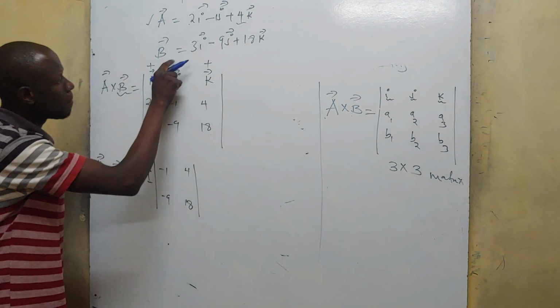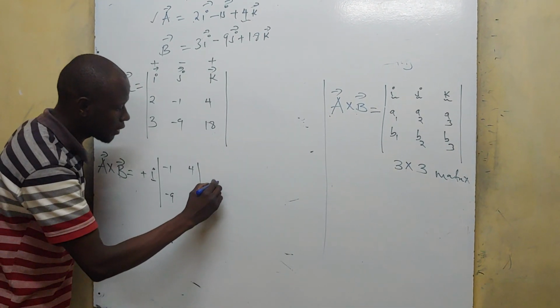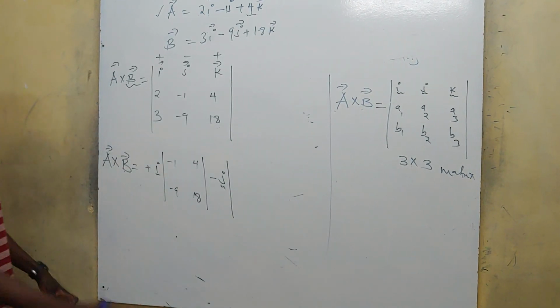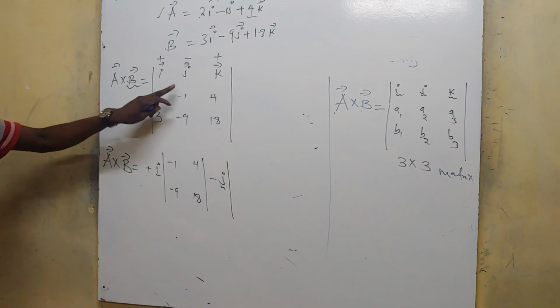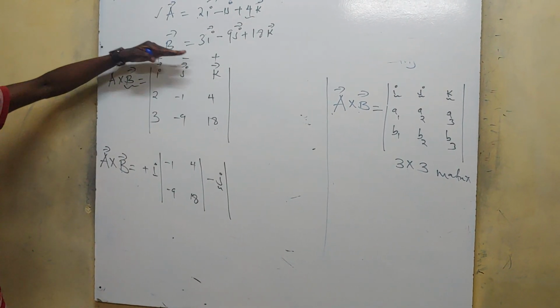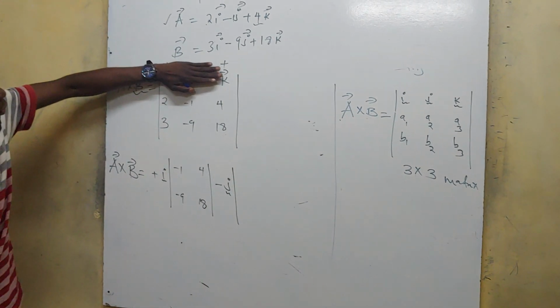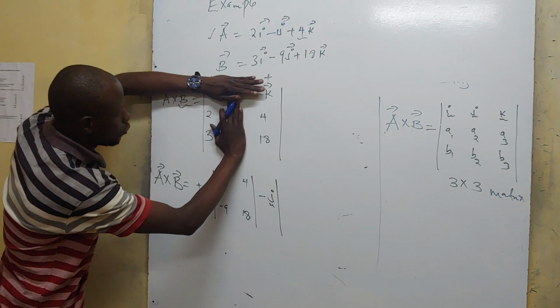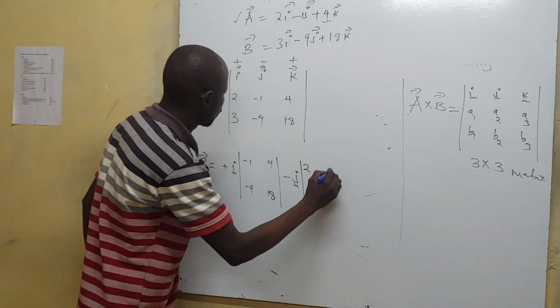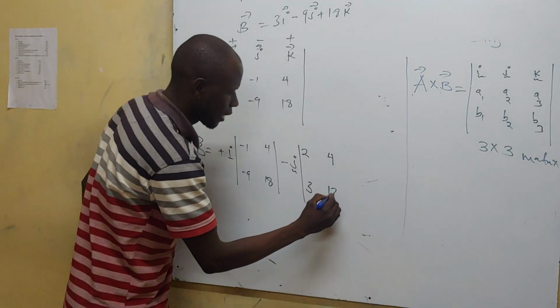Then you go to minus vector J. Again, you get the determinant of the elements that will remain when you close the row and the column where vector J is. J is in this row, and it's in this column. So when you close that, you are going to remain with 4 elements: 2, 4, 3, and 18.